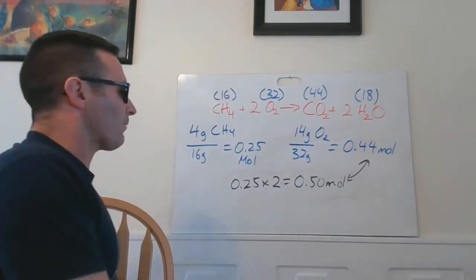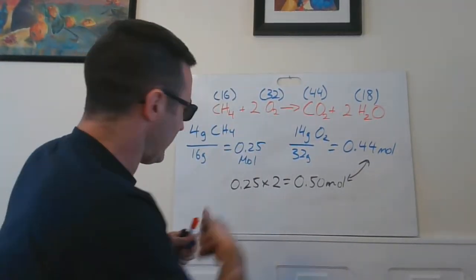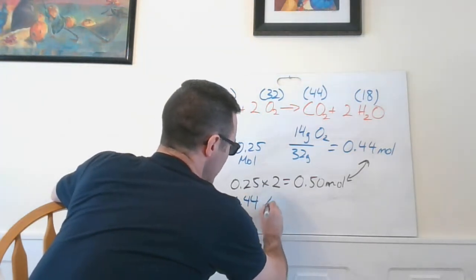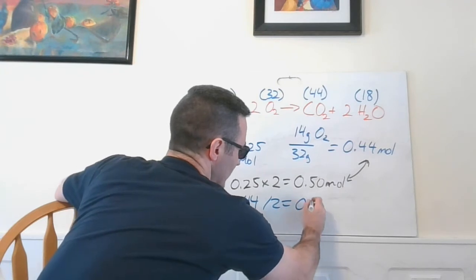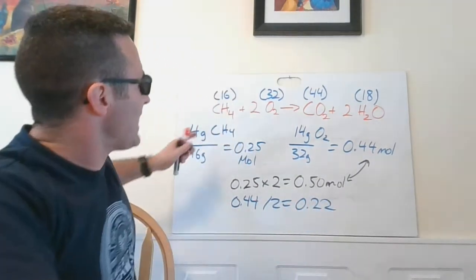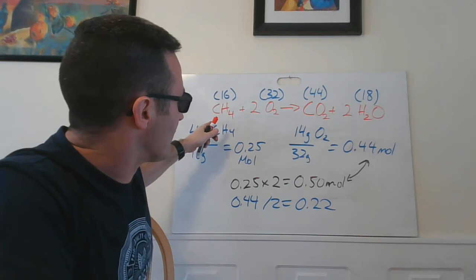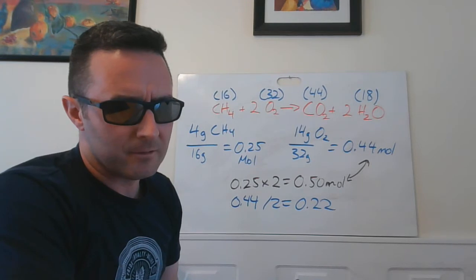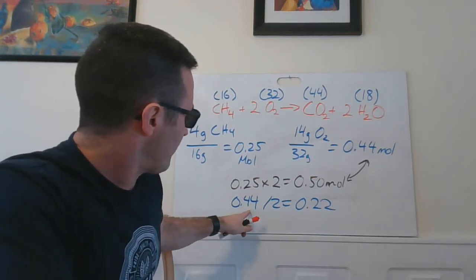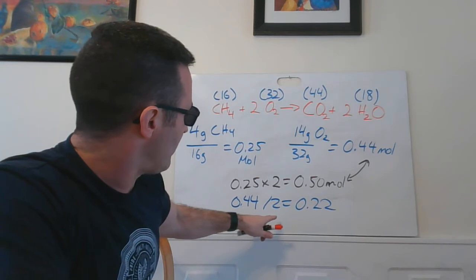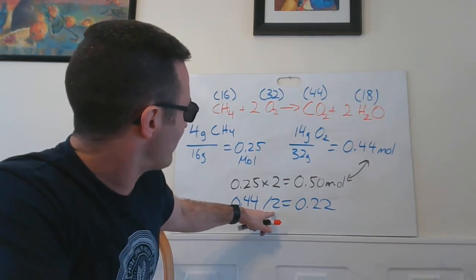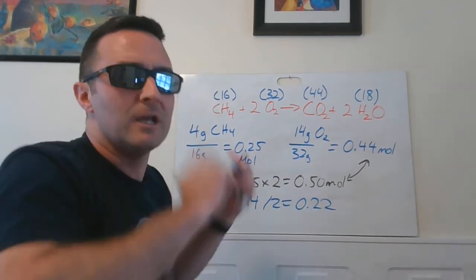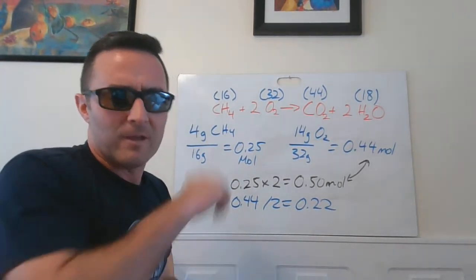So when I do my rice table, let me just do one more thing. I've actually got 0.44 moles of my oxygen. If I divide that by 2, that's 0.22. That's how much methane is going to disappear and how much carbon dioxide is going to appear, because 0.44 of oxygen is only going to pull out half of that methane. So I'm going to have some methane left over when this is all said and done. Let's see how that looks with the rice table, and then we'll do it with the math.